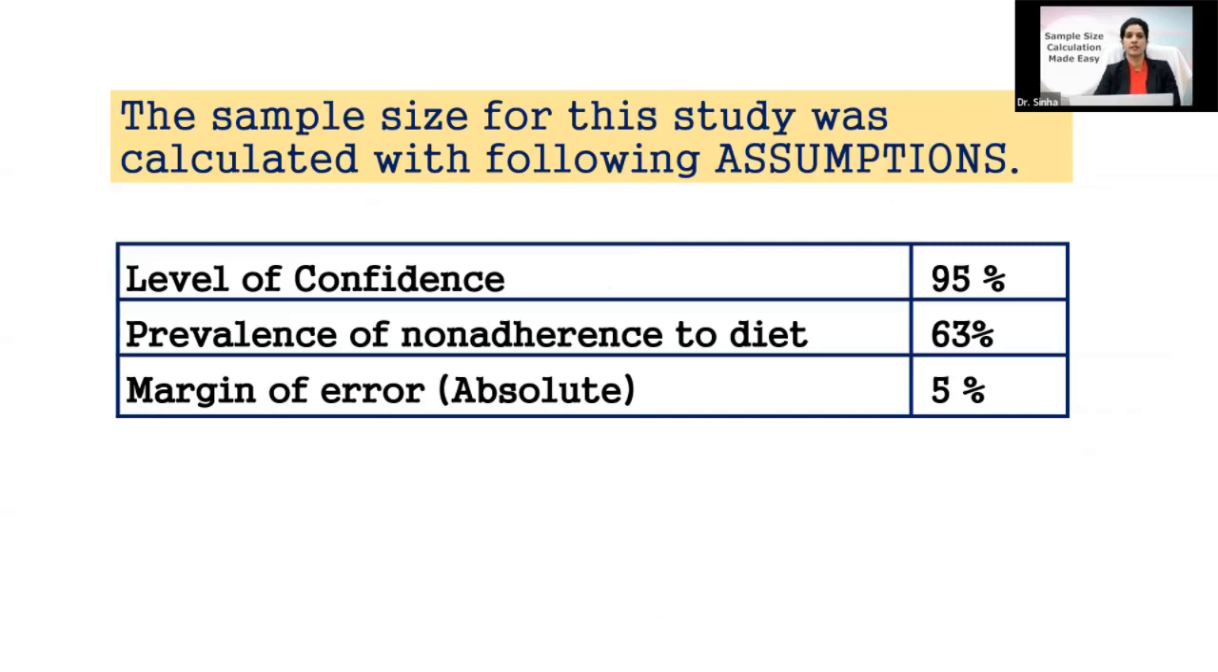So this is the assumption. Level of confidence 95%, prevalence of non-adherence to the diet and physical activity from the previous studies is 63%, and margin of error is 5%. So now all of you please calculate the sample size and type it in the chat box.